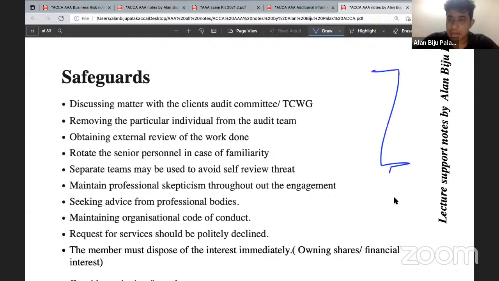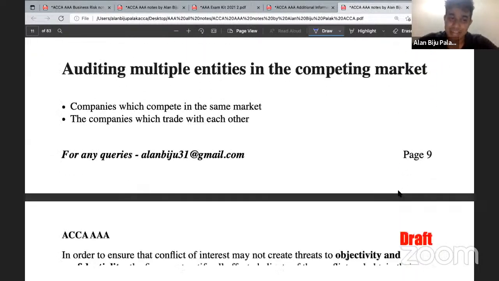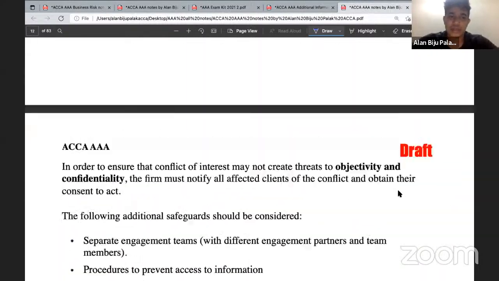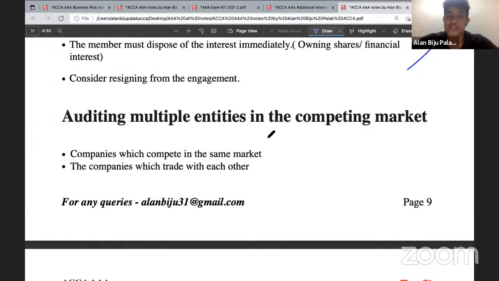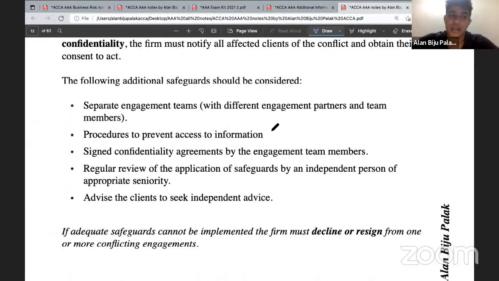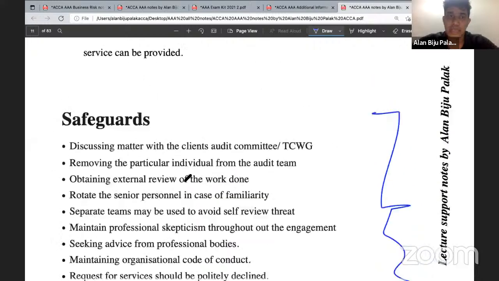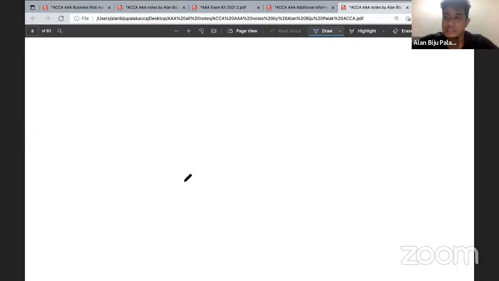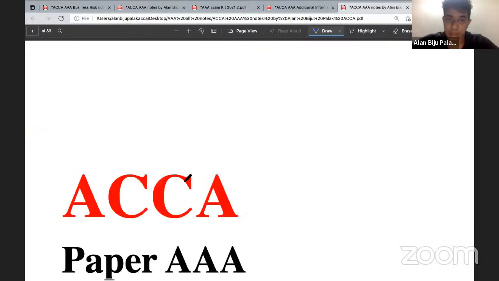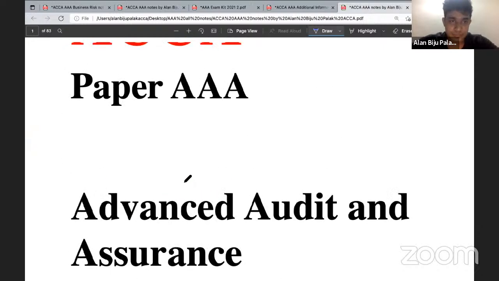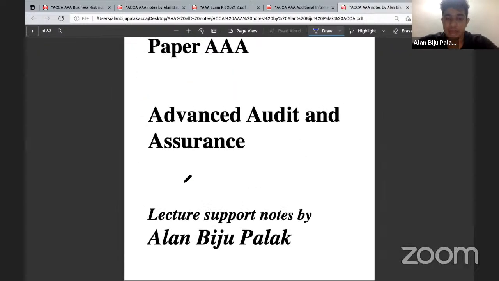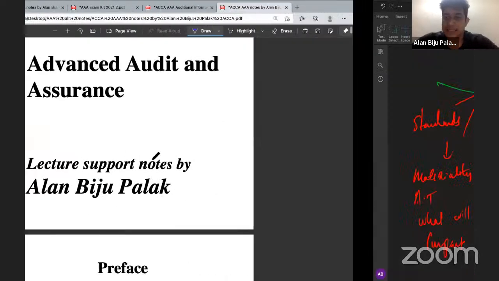And please revise the earlier lectures in relation to this because it will take a lot of time to discuss the safeguards. I've included some additional threats in relation to auditing multiple entities in the competent market and their related safeguards also. Some current issues were also discussed in the session. Please go through the notes to revise that as well. If there is anyone who hasn't attended my class, I have uploaded a note in the drive called ACCA AAA notes by Alan. Please download these notes to get a better insight about the ethical threats.